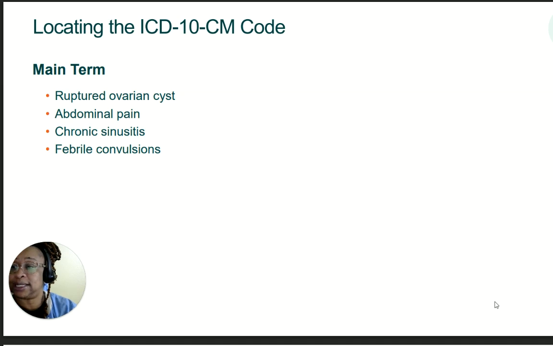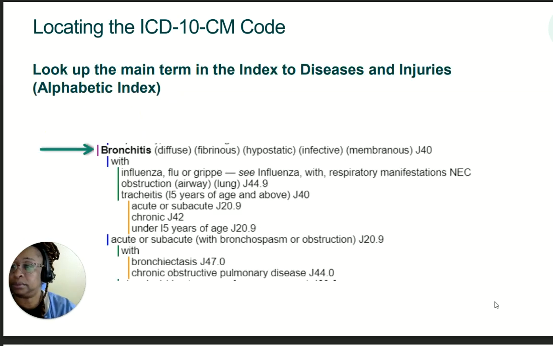Ruptured ovarian cyst, abdominal pain, chronic sinusitis, and febrile convulsions. Now, look up the main term in the index for the disease and injury, as we did, bronchitis, and you see your sub. As we go down, make sure you're looking at those words as well: with, without, in, out, included, not included. Those are things that you need to look for as well. If it's indicated in your documentation, make sure that in your description that it also has it for your code.